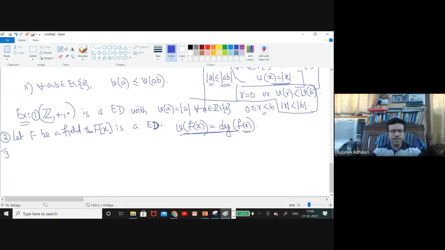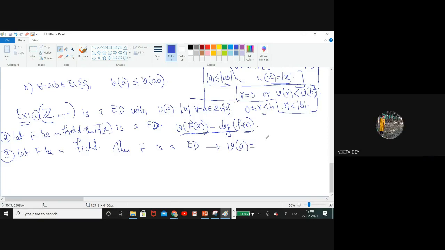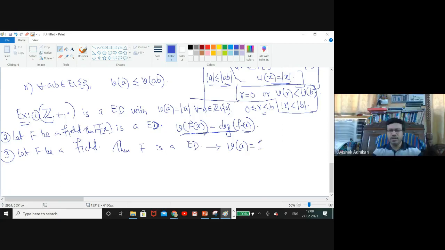Now a third, very trivial example could be: let F be a field, then F is a Euclidean domain. So what would be your valuation function? The valuation of some non-zero element of F, what would it be? Can anybody tell me? One. Very good, it's 1. If you consider v(a) to be 1 for all a belonging to F minus 0, then you can very easily prove that this is a valuation function.